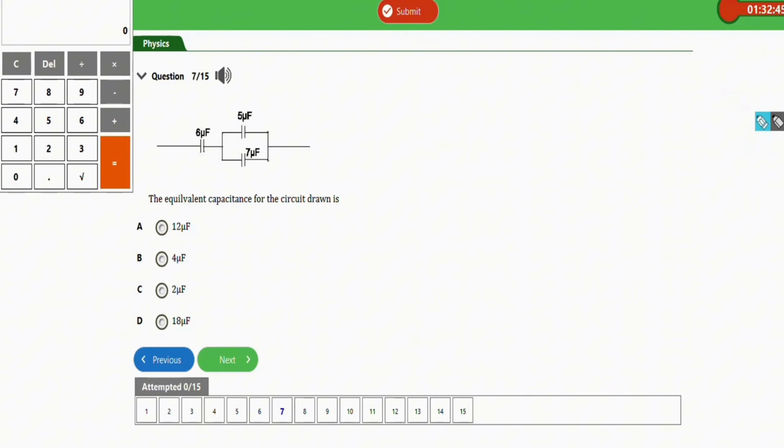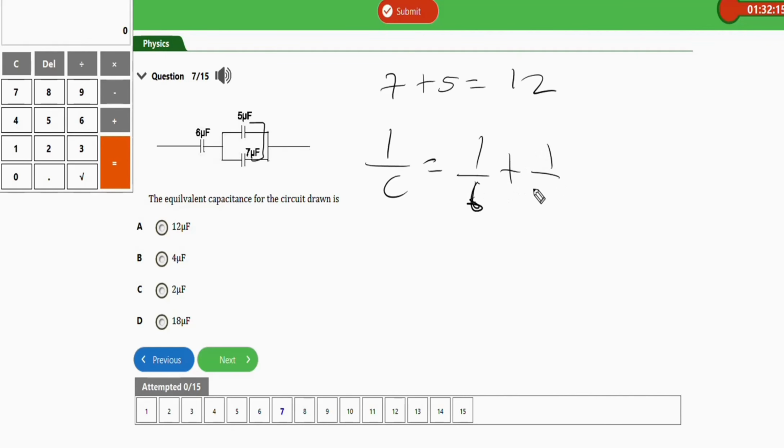So we have these two capacitors connected in parallel, so convert them to series connection. It will be 7 plus 5, which will give what? 12 microfarad. So the equivalent capacitance now will be 1 over C equals 1 over 6, this is 6 guys, plus 1 over 12. So the LCM is 12. This will give us 2 plus 1 equals 3 over 12.